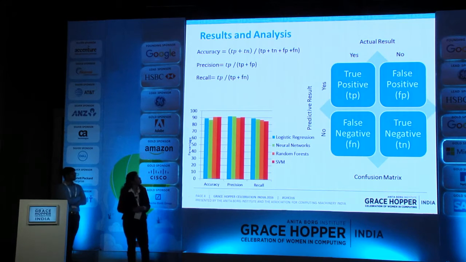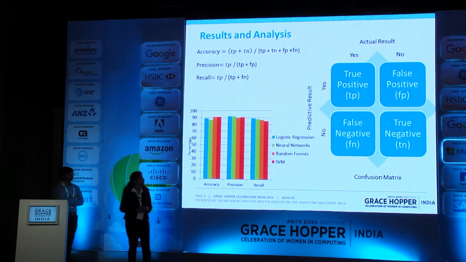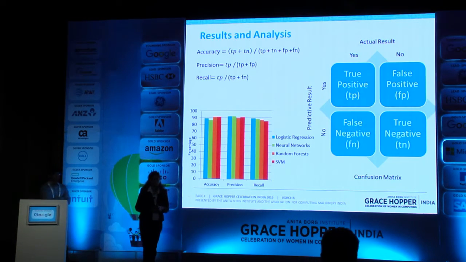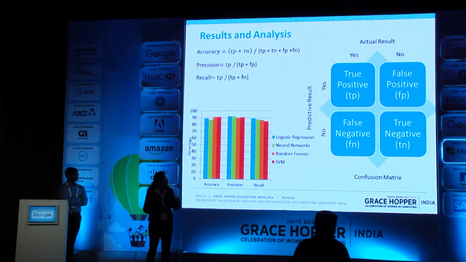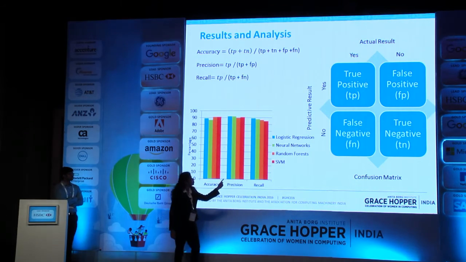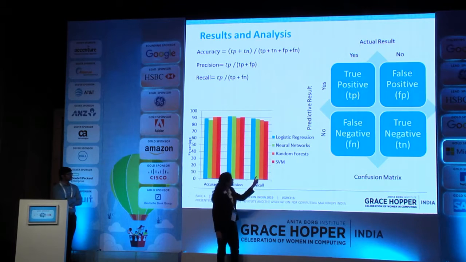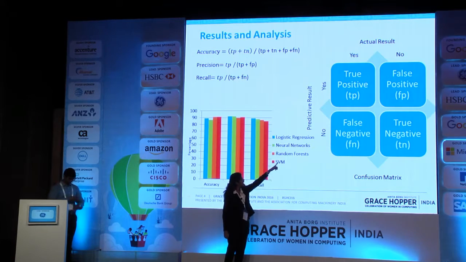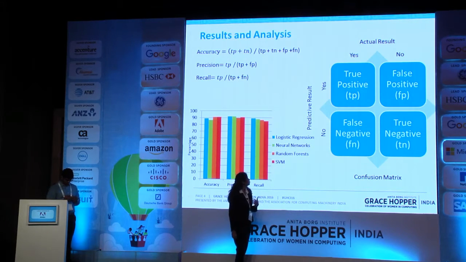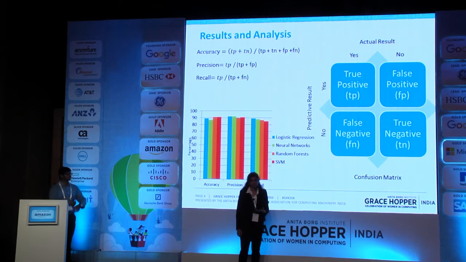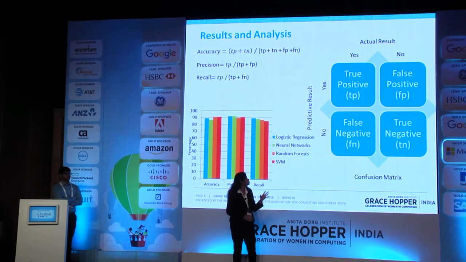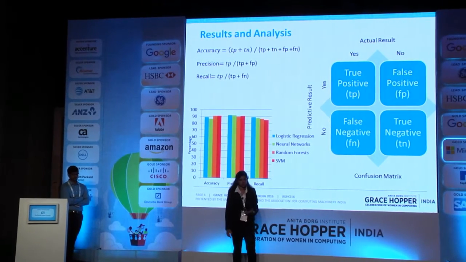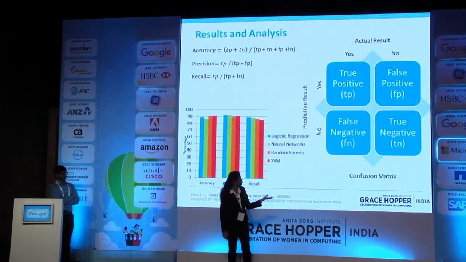Coming to the results and analysis part, for any classifier, the main thing we look at is the confusion matrix. If you see this matrix, it has the predicted results and the actual results. If we predict yes, and the actual result is also yes, then it comes under true positive. If we predict no, and the actual result is also no, it comes under true negative.